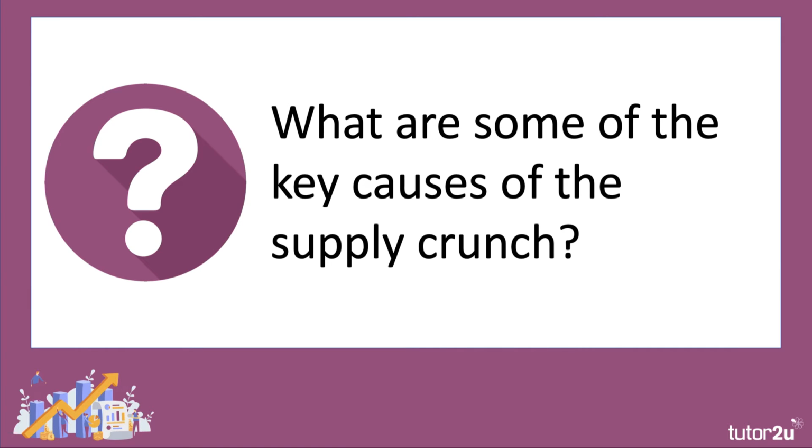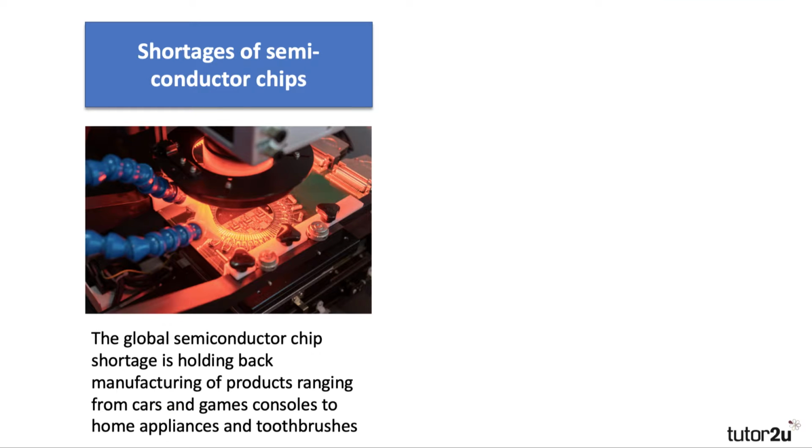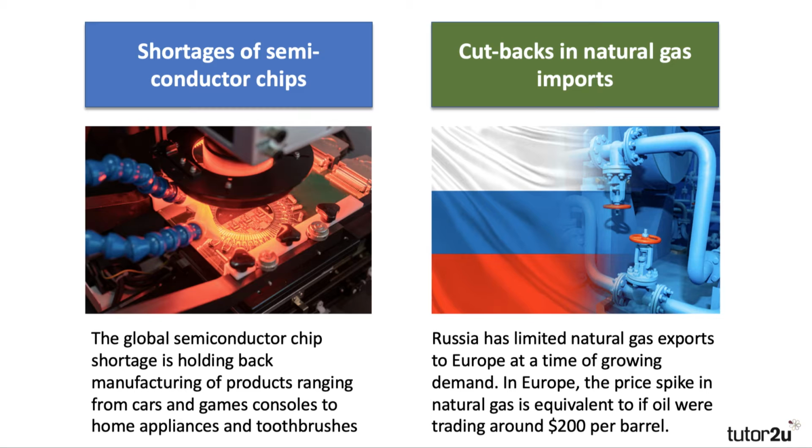So what are some of the key causes of the supply crunch affecting the UK at the moment? Well, partly it comes from the shortage of key inputs into production, and in particular semiconductor chips. It's become very difficult to buy a PS5 games console, and smartphones are feeling the pinch as well. The shortage of component parts, semiconductor chips, is affecting everything from games consoles to even electric toothbrushes, and that's a major factor.